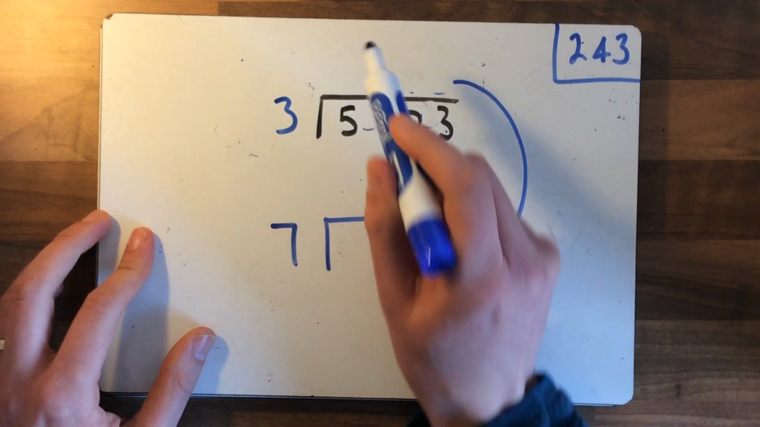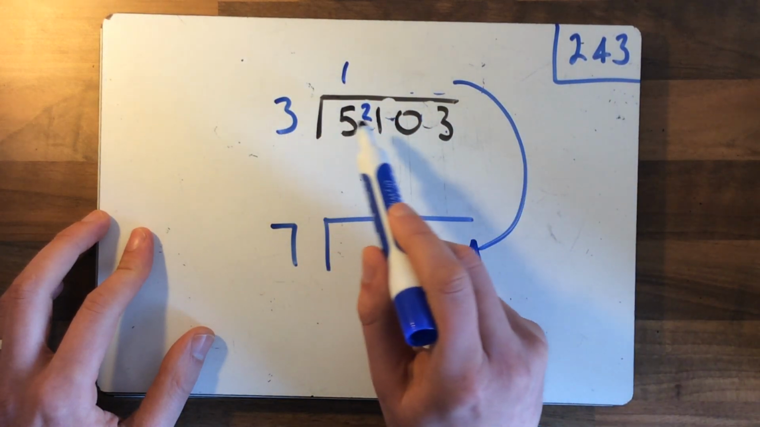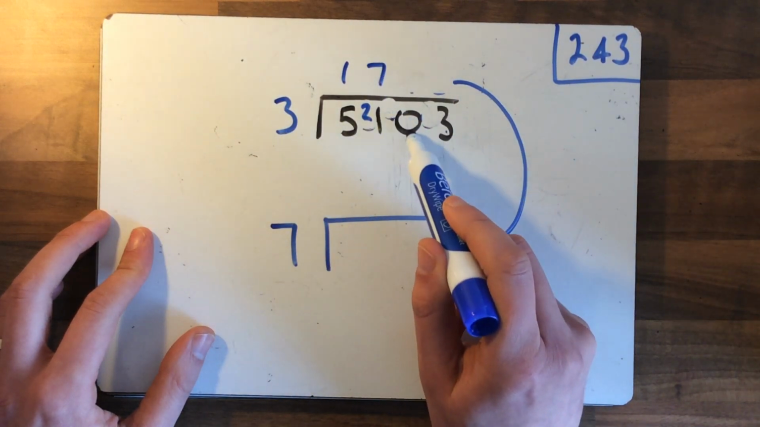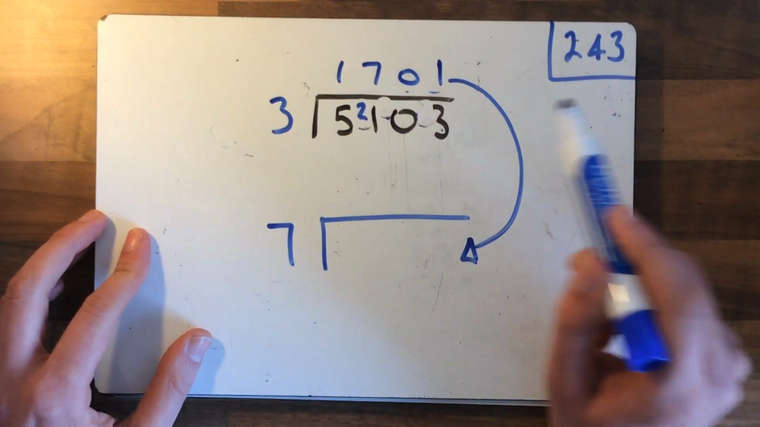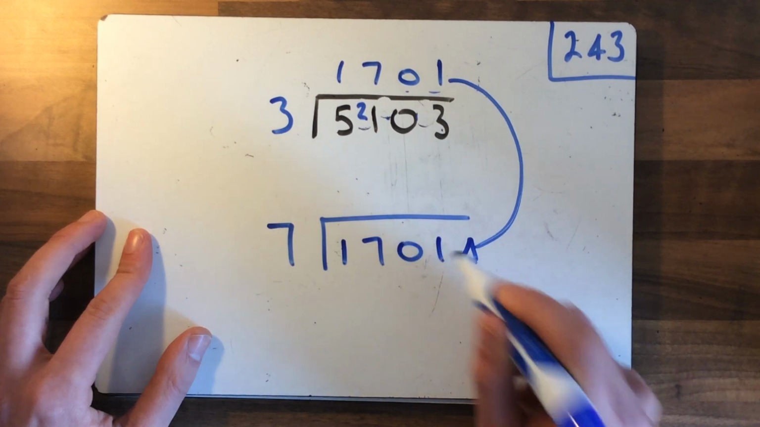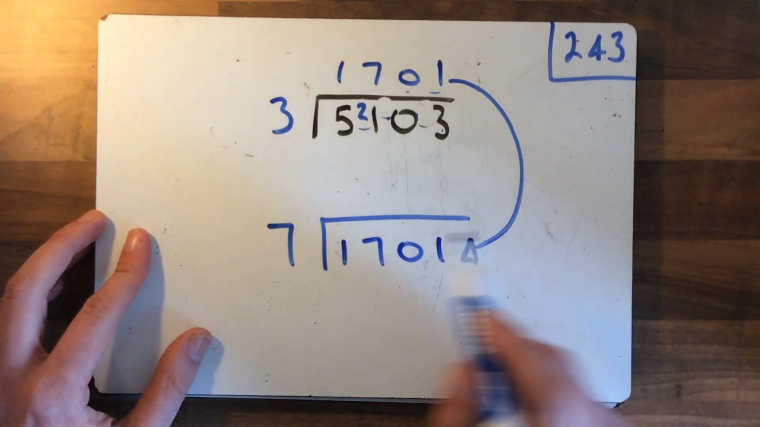How many times does 3 go into 5? It goes in once with 2 left. How many times does 3 go into 21? 7. How many times does 3 go into 0? It doesn't. How many times does 3 go into 3? 1. So our answer comes down here, and we can solve this, and our answer should be 243.